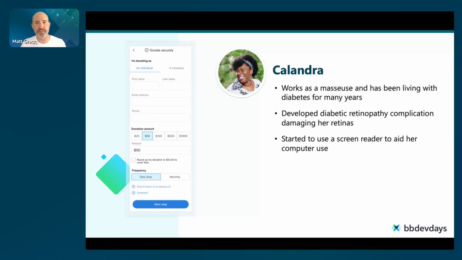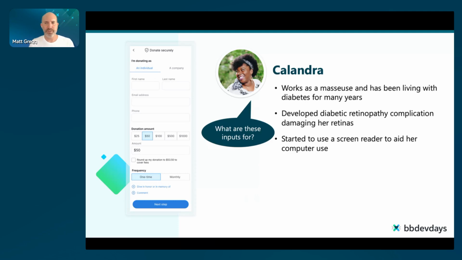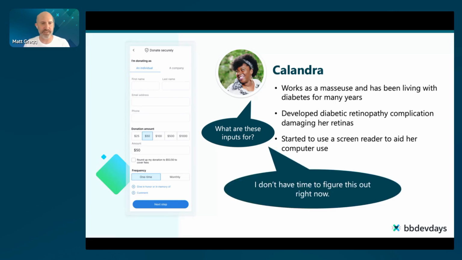So when she lands on the page, she navigates to those input fields, but all she hears is that they're text fields. So she decides to explore a little bit further, get a better sense of what's here, to figure out what's going on. And she sees some other text on the page. There's some amounts that she can give, but she's not sure of the amounts. And she's also hearing there's a place where she can enter in an amount. She's not really sure what's going on in the area and decides she just doesn't have time to figure this out right now. And takes off.